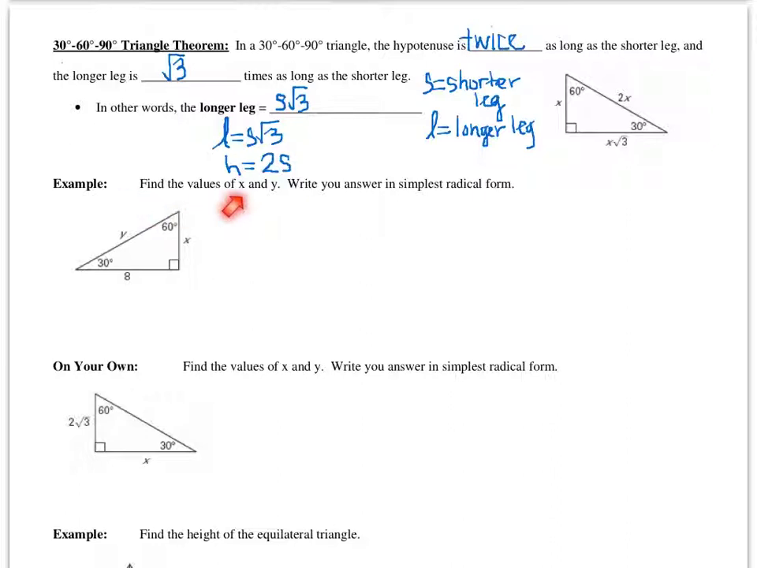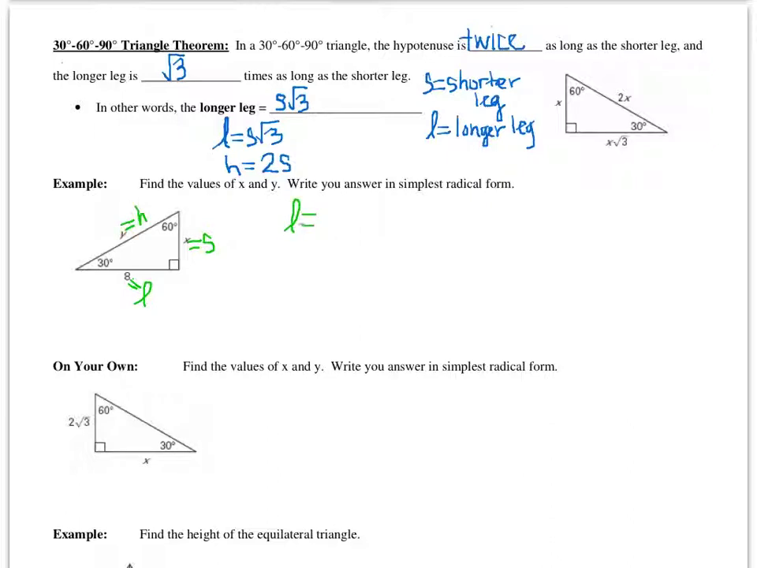So right here it says find the values of x and y. Write your answer in simplest radical form. We've got to watch for that one right here. So let's name all our sides to make sure we've got them right. If this is my 30-degree angle, my shorter leg is across from it. So this x is my S, 8 is my longer leg length, so that's my L, and y is my hypotenuse.